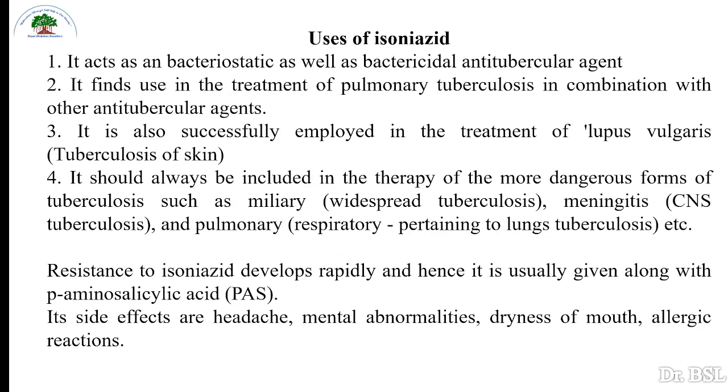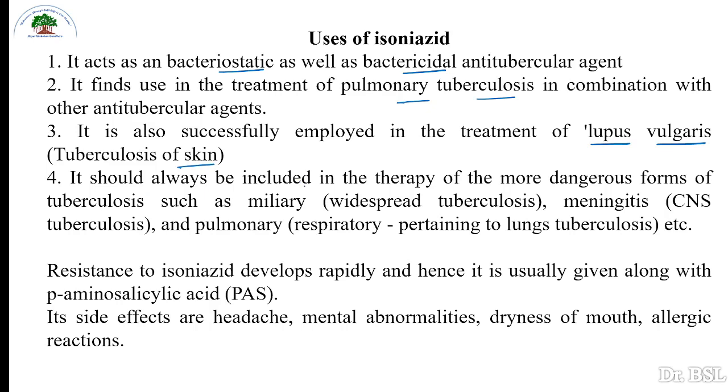Uses of isoniazid: it acts as a bacteriostatic as well as bactericidal anti-TB agent. It finds use in the treatment of pulmonary TB in combination with other antitubercular agents. It is also successfully employed in the treatment of lupus vulgaris, tuberculosis of the skin.